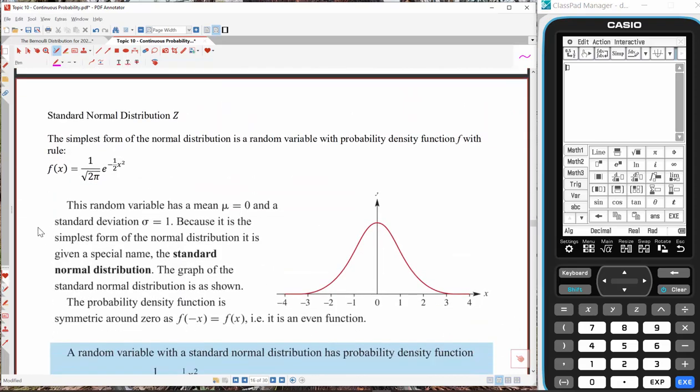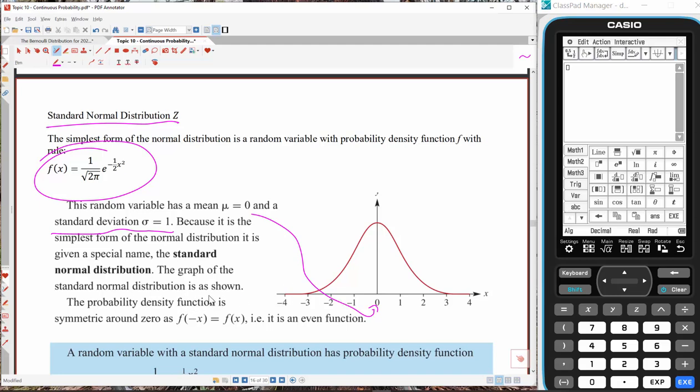So onto the standard. The standard is the basic normal distribution curve, which hasn't had any transformations done to it. It has a mean of 0, and a standard deviation of 1. I'll talk more about the meaning of standard deviation, but that's all you need to know at the moment. Because it's the simplest form of the normal distribution, it's given a special name, the standard normal distribution.